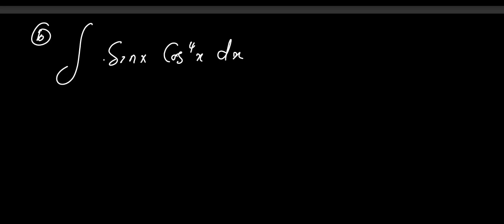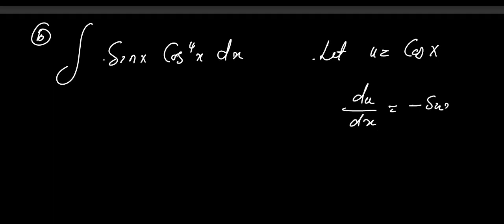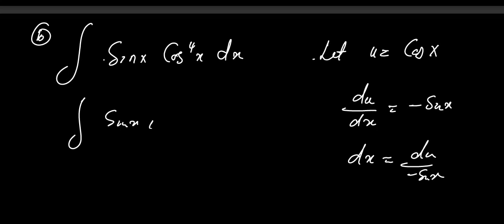So in this case, you let the part or the function which has a bigger power be your u. So let u be equal to cos x. The derivative is simply going to be negative sine, so dx is the same as du over negative sine x. This is sine x, then u to the power 4 du over negative sine x.